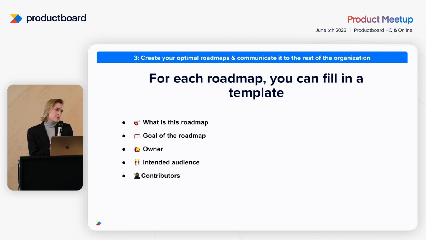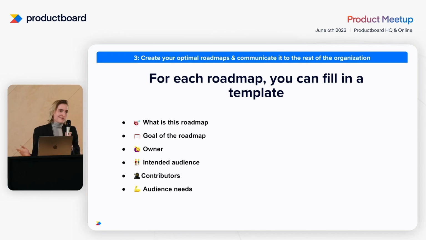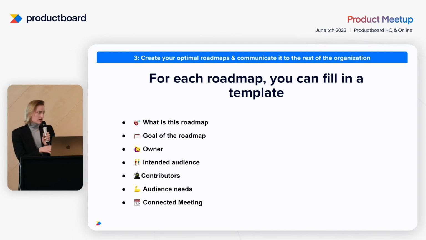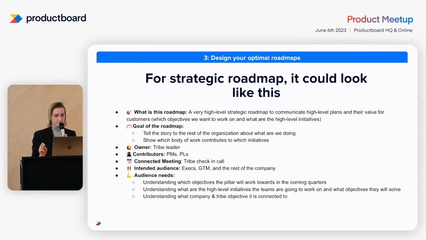Who are the contributors? There can be multiple contributors, but only one owner. And most importantly, what are the needs of the audience? Also, of course, the connected meeting. So if the roadmap is reviewed once every week in a meeting, then it should be obvious which meeting that is, so everyone has a chance to go and update the roadmap before the meeting.